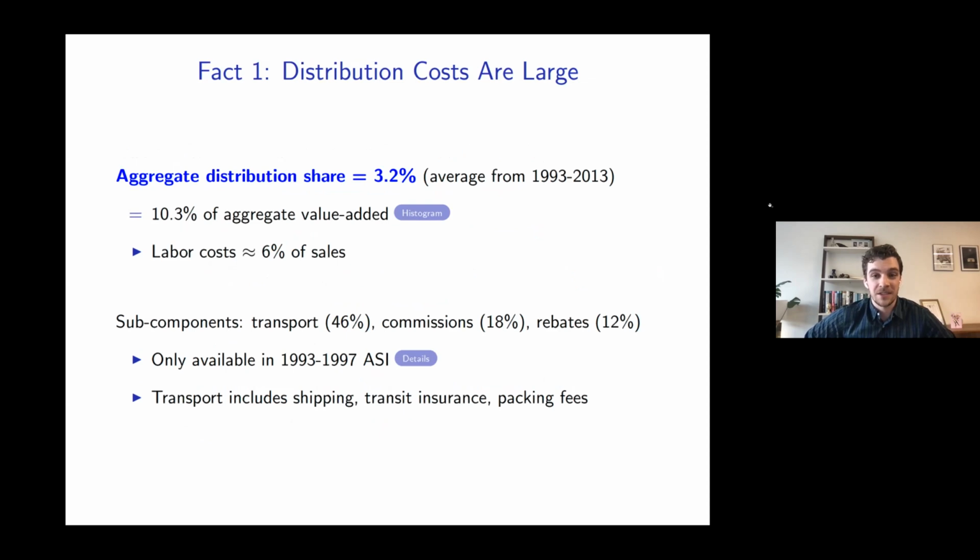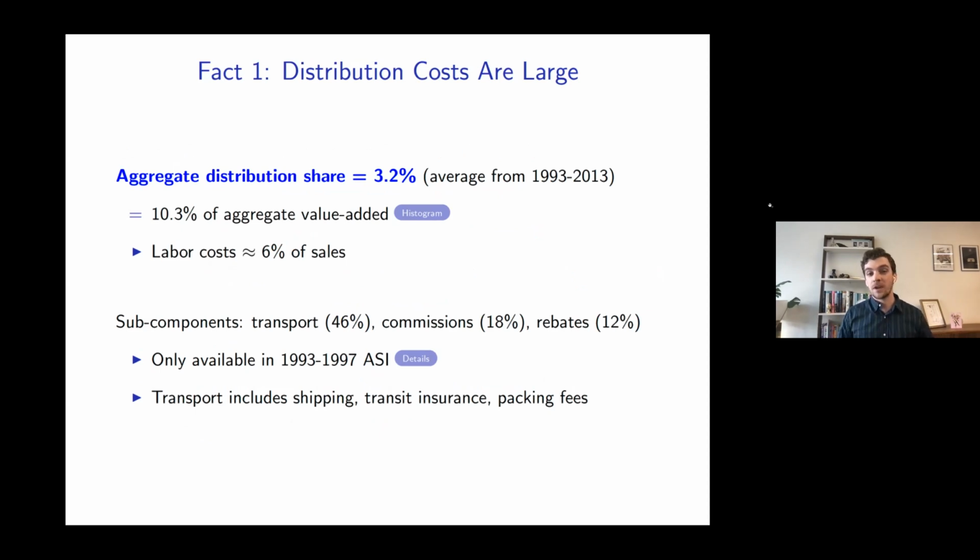Even though they're not including everything you might want. In particular, they're about 3.2% of aggregate manufacturing sales. That's an average over time. But you need to remember that these are being incurred in principle at every different stage of the supply chain, right? Firms are selling inputs to each other, and that's a lot of what's going on here. They're not selling directly to wholesalers, but they're actually selling to each other in the intermediate input network.